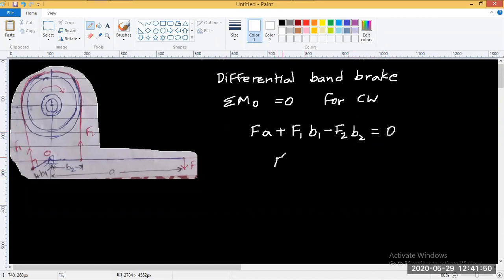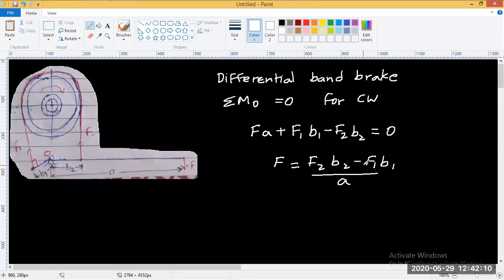So therefore, F here will be F2 b2 minus F1 b1 over a. Okay, so we'll keep this as it is.